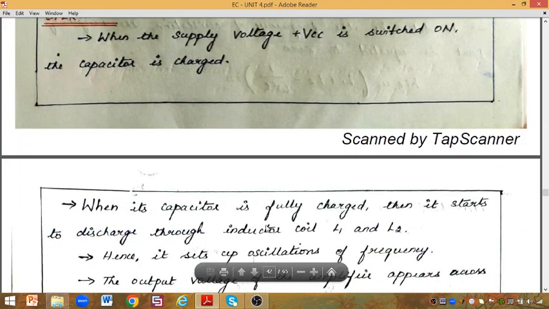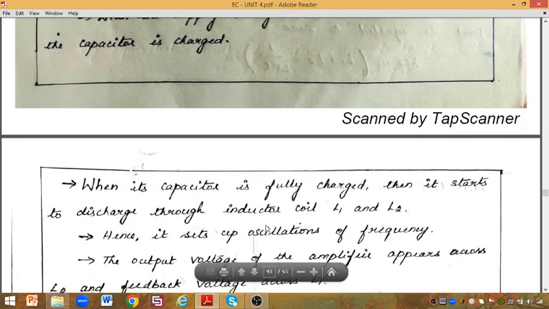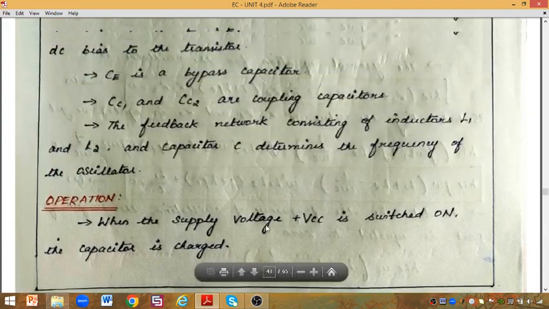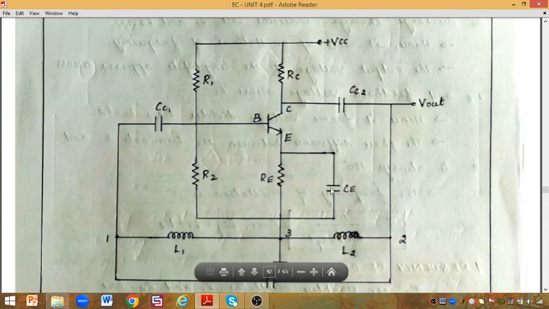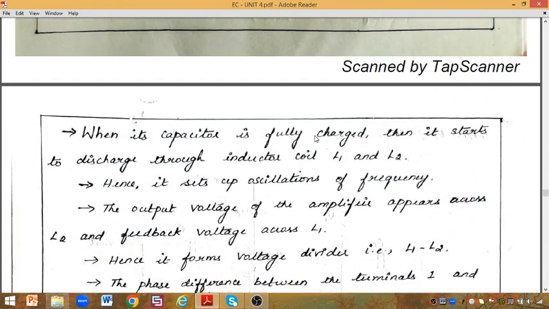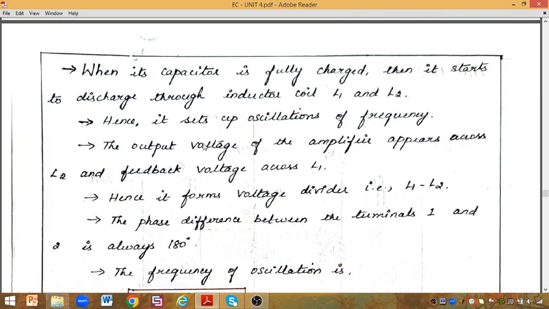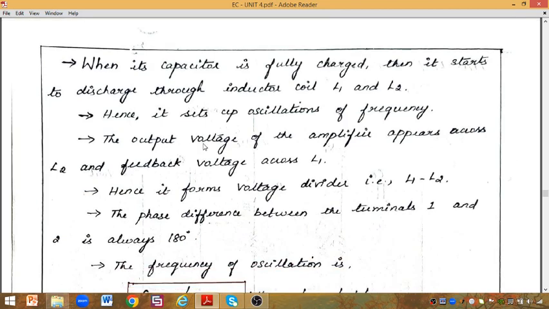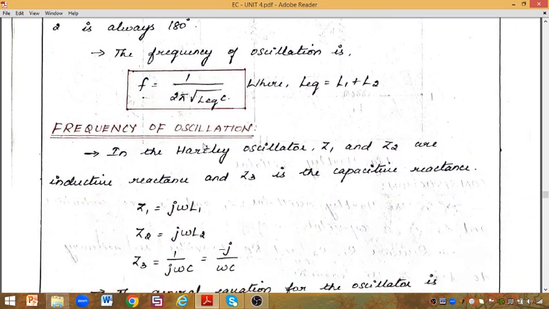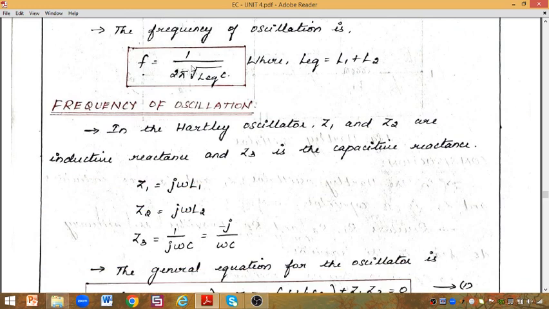So once you give the supply voltage VCC, your capacitance gets charged. Once the capacitance is fully charged, it starts to discharge through the inductor coils L1 and L2, and it sets up the frequency of oscillation. The frequency of oscillation for the Hartley oscillator is given by 1 by 2 pi square root of L equivalent into C, and L equivalent is given by L1 plus L2.